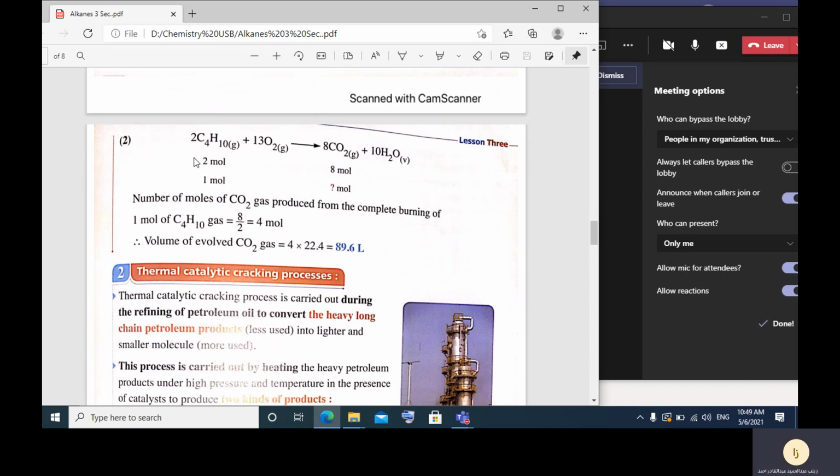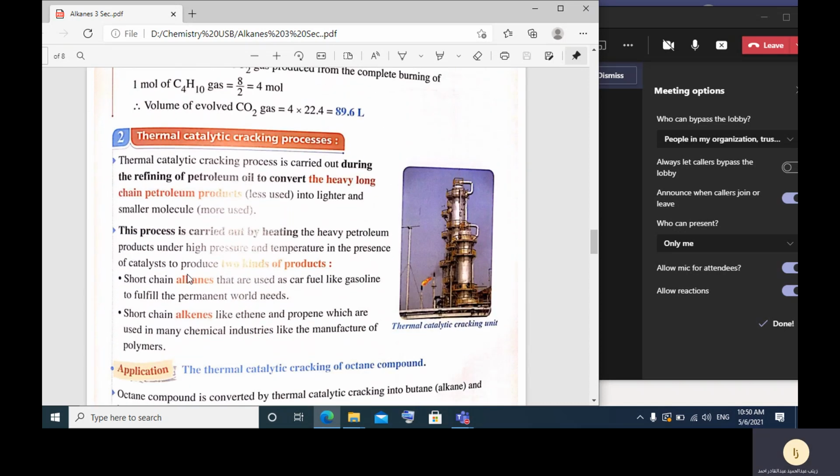Second one, C4H10. This is butane. In this equation, after balancing it, we have 2 moles. Each 2 moles gives 8 moles of carbon dioxide. You want 1 mole. So the 1 mole gives what? By cross multiplication, we can say 1 times 8 divided by 2, we get 4 moles. So 1 mole of butane gives 4 moles of carbon dioxide. To get the volume of carbon dioxide, we take the moles times 22.4. It will be 89.6 liters.